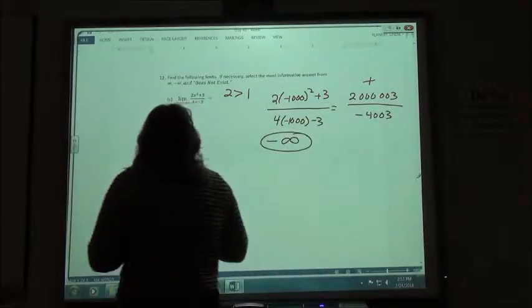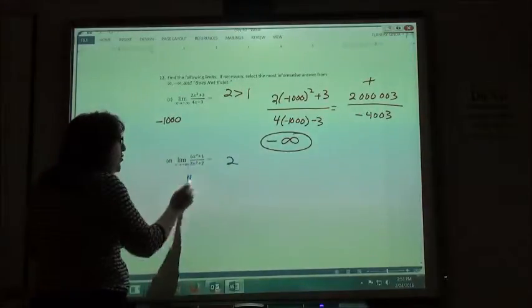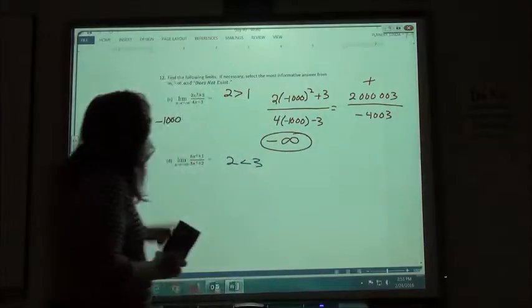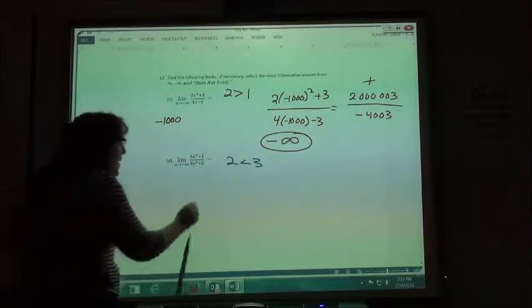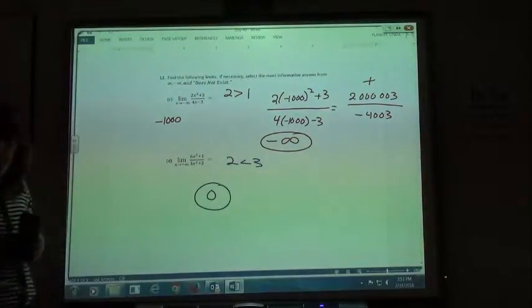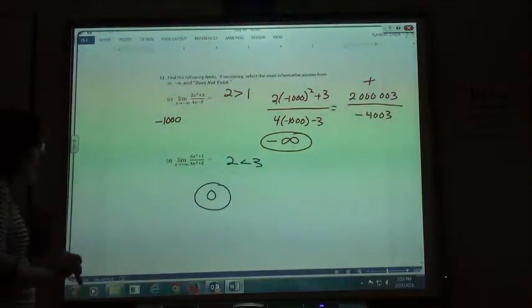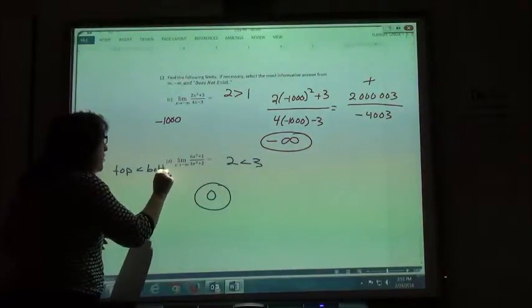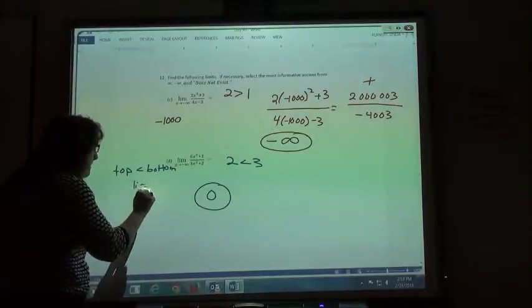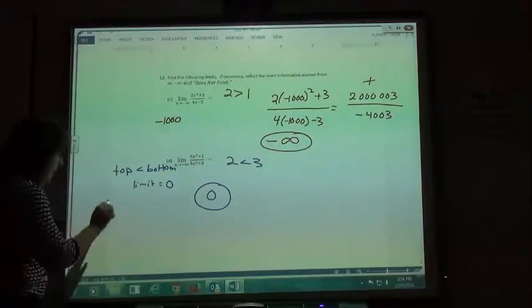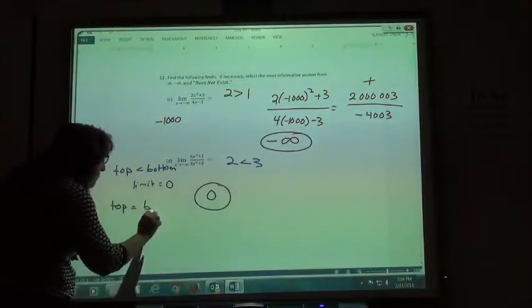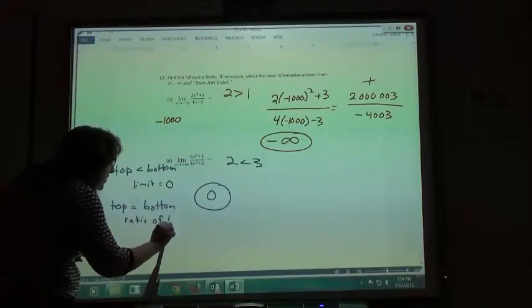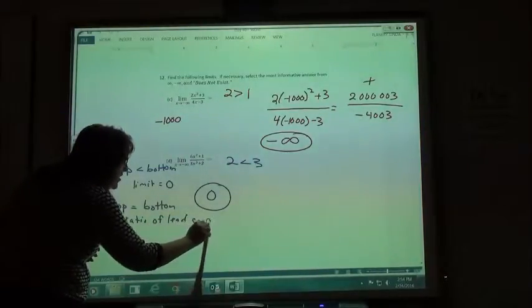And the last one here, the degree of the top is 2, the degree of the bottom is 3, so the degree of the top is less than the degree of the bottom. If the degree of the top is less than the degree of the bottom, the limit is just 0. So again, if my top is less than my bottom for the degree, my limit equals 0.